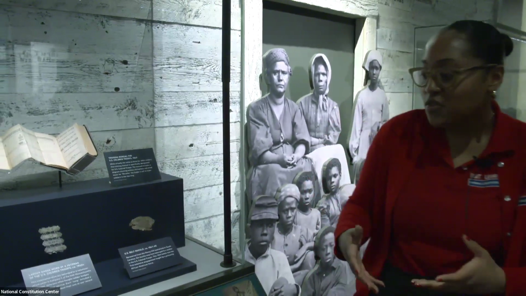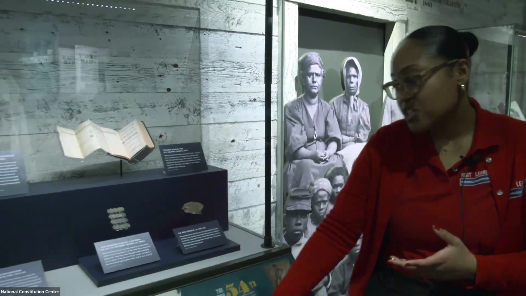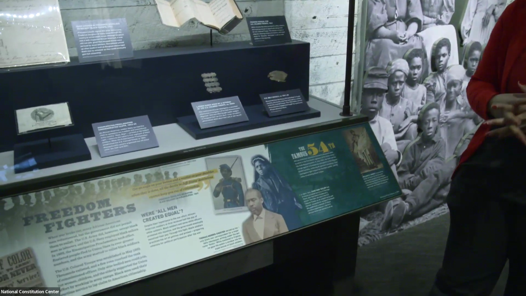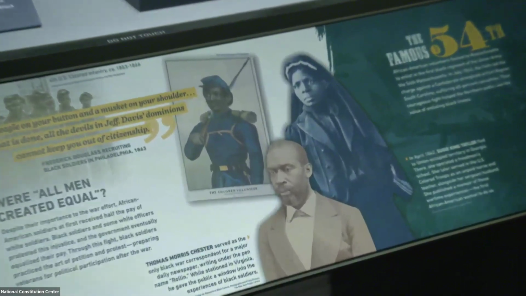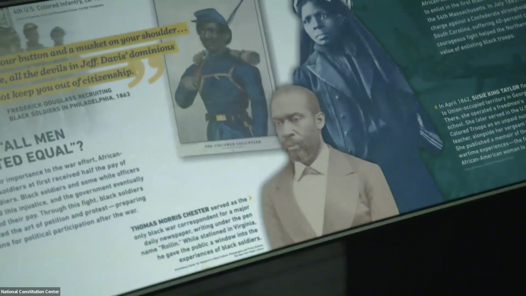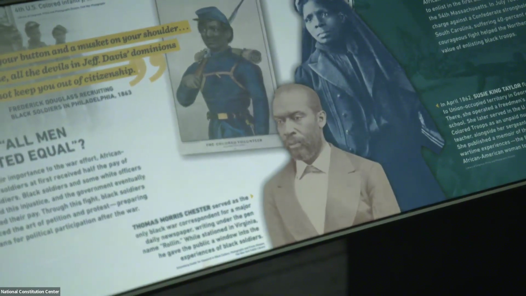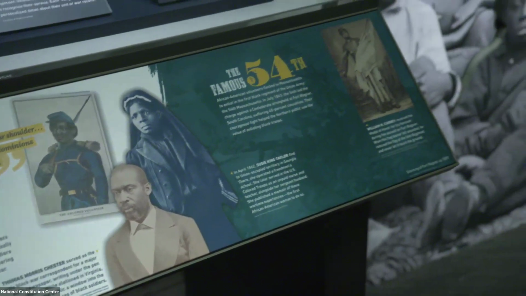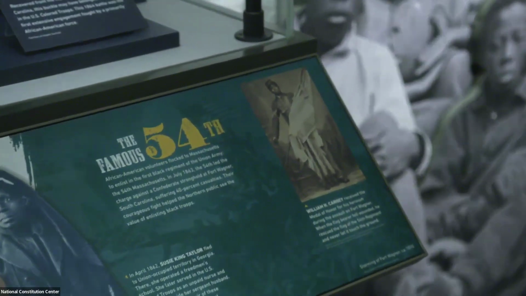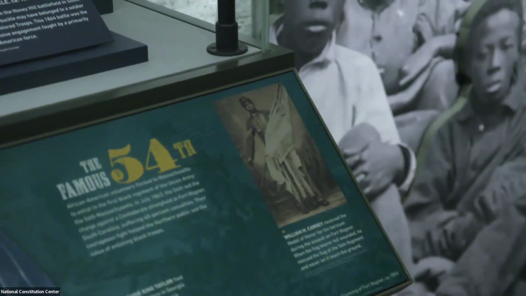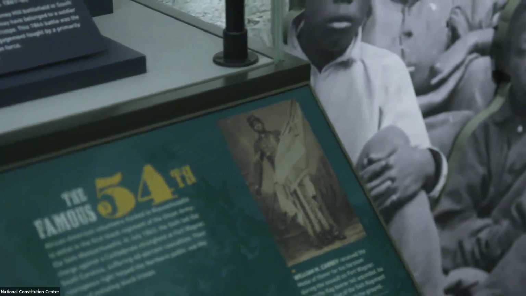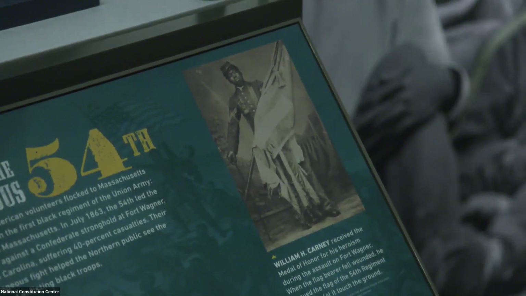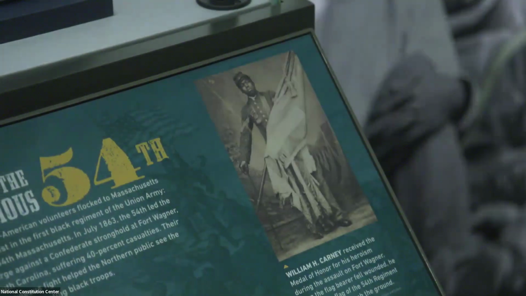And then we also have people like Thomas Morris Chester, who served as the only Black war correspondent for a major daily newspaper. So we get a different sense of the war through a different lens, right? I think that's incredibly amazing. And then people like William H. Carney, who received the Medal of Honor for his heroism during the assault on Fort Wagner, which is largely credited to the famous 54th Massachusetts Infantry, the first African American infantry to be formed in the United States.